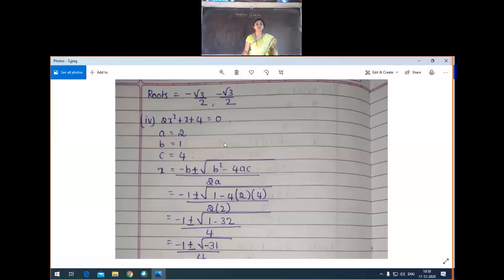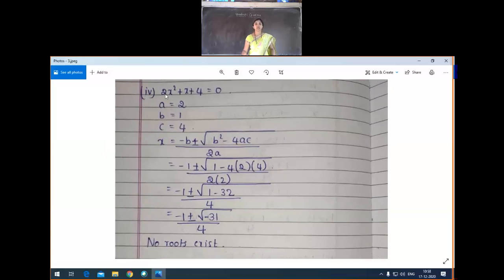Okay, so now the fourth question we have to discuss: 2x square plus x plus 4 is equal to 0. A value is 2, B value is 1, C value is 4. Write the formula. Then B place 1 plus or minus square root of B square, which is 1, minus 4 into A value, which is 2, C value, which is 4, divided by 2 into A value, which is 2.